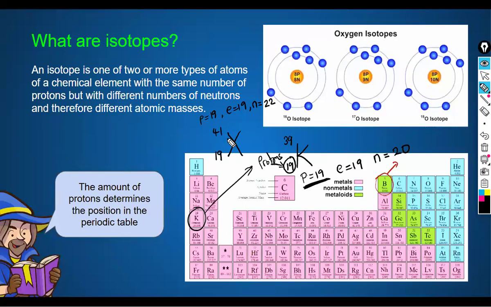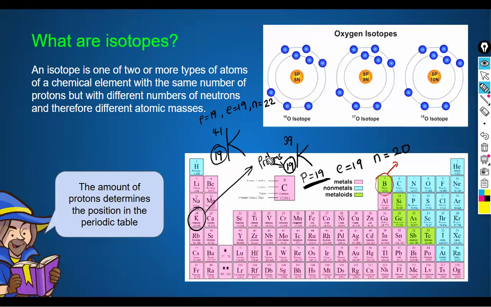Do you know that the name of this atom will still be potassium? The name of an atom is determined by the amount of protons. It doesn't matter if it has a different amount of electrons. Let me just say it's an ion. It doesn't matter if it has a different amount of electrons, and it doesn't matter if it has a different amount of neutrons. You still have to refer to it as Mr. Potassium because he has 19 what? Protons.